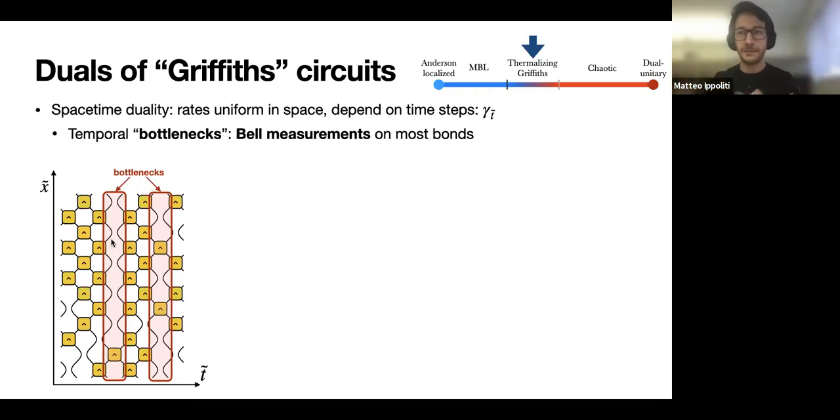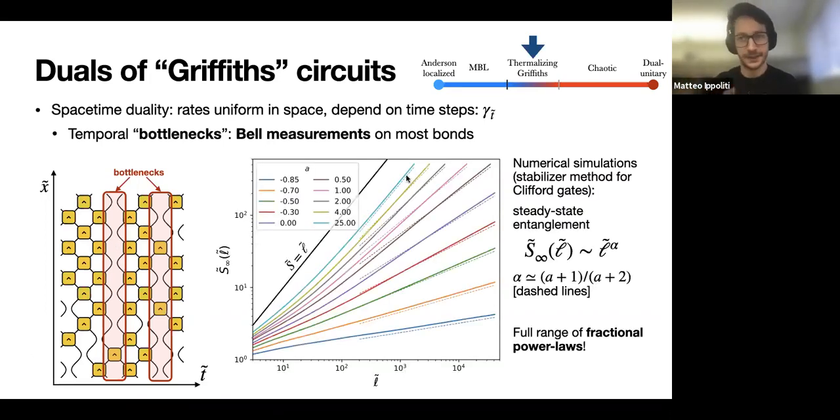And so the repetition of this over all timescales is what prevents your entanglement from ever saturating to a volume law. And we can simulate this, and we can have an analytical derivation that mirrors the one in the unitary case. And this gives you exactly that kind of fractional power scaling that we expected.